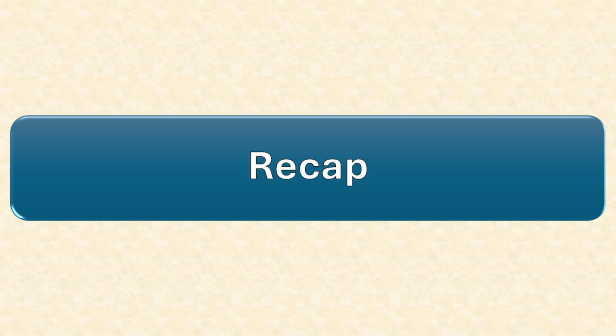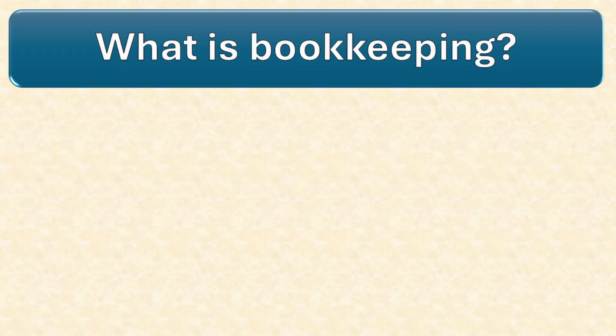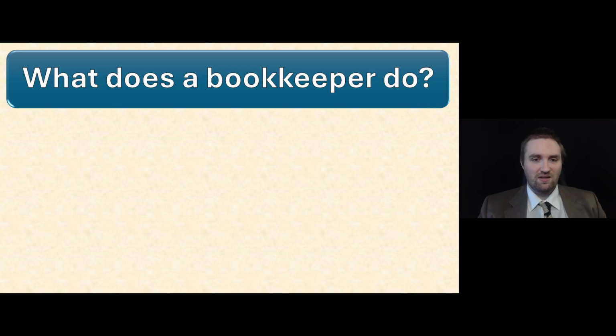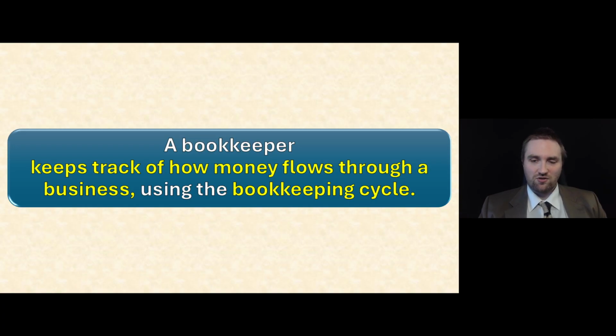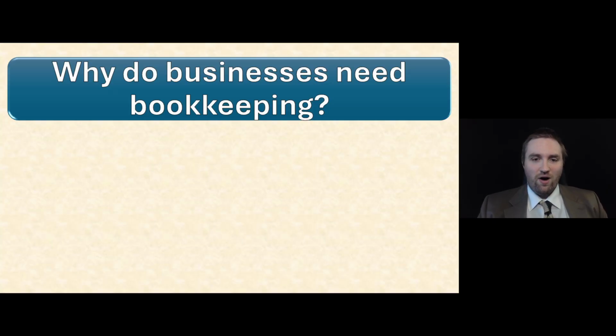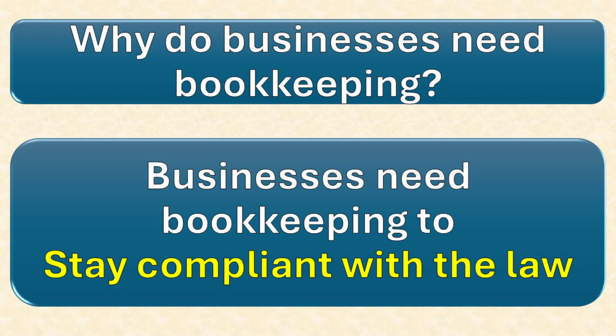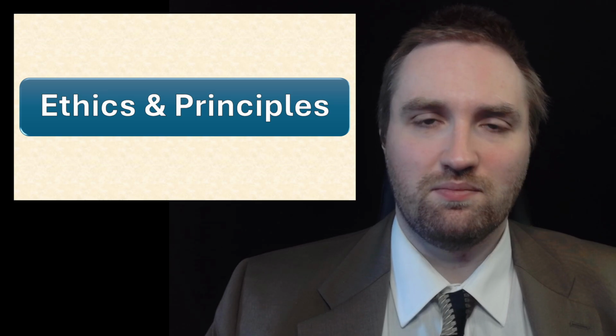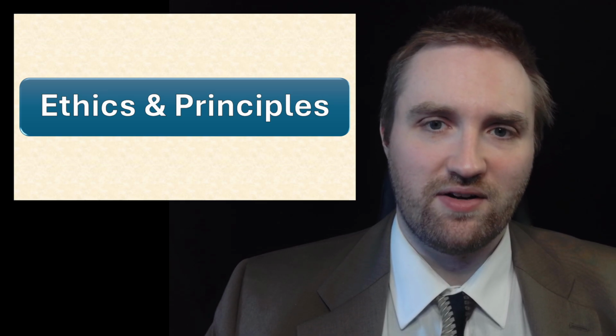I encourage you to pause and answer before I do. And don't worry about wording this perfectly, just make sure you know the core idea. So first, what is bookkeeping? Bookkeeping is keeping track of how money flows through a business. Second, what does a bookkeeper do? Bookkeepers keep track of how money flows through a business by following the bookkeeping cycle. And then third, why do businesses need bookkeeping? Businesses need bookkeeping to be compliant with the law. Now, let's round out the foundations of bookkeeping by going over bookkeeping ethics and the principles of accounting.